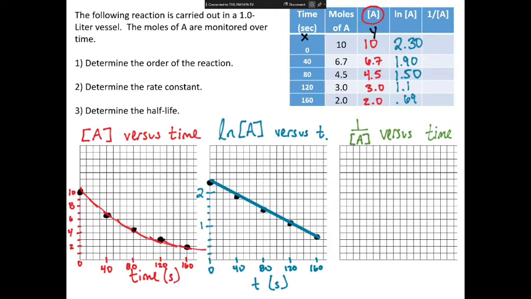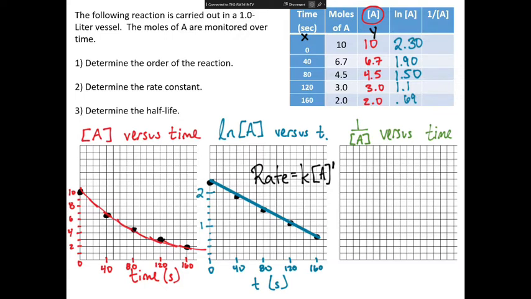Because this one made a straight line, that means this reaction is first order with regard to A because it's following the first order rate law. The natural log graph is becoming a linear equation when plotted versus time. So I know that we can say rate equals K times A to the first power.